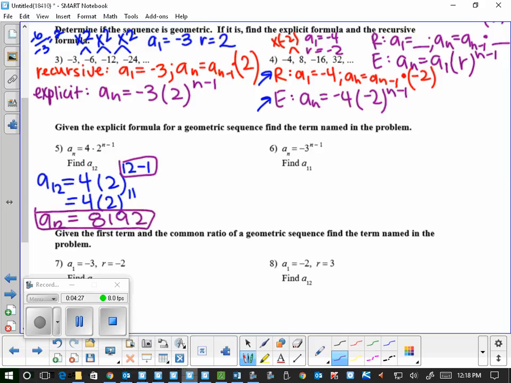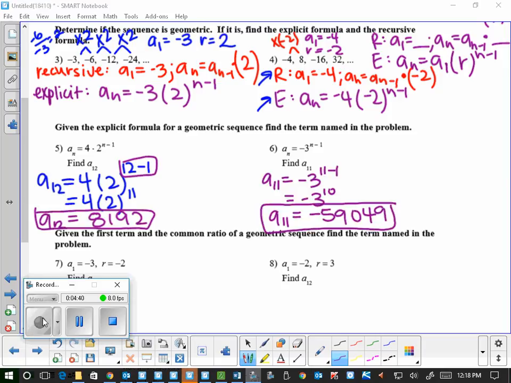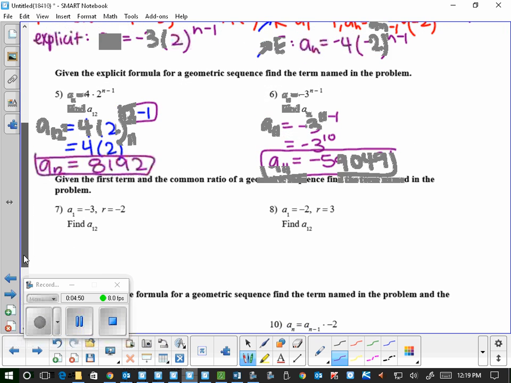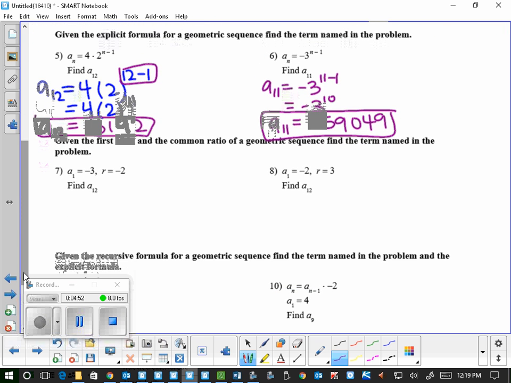Oops, there's the bell. All right, number 6, I want you to try now. You're finding the 11th term. Plug in 11 for n. Good luck. Here's the answer to number 6. Please check your work. We plugged in 11, so 11 minus 1 is 10. Then you plugged into the calculator negative 3 to the 10th power.